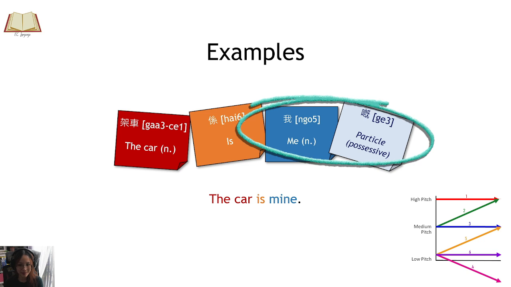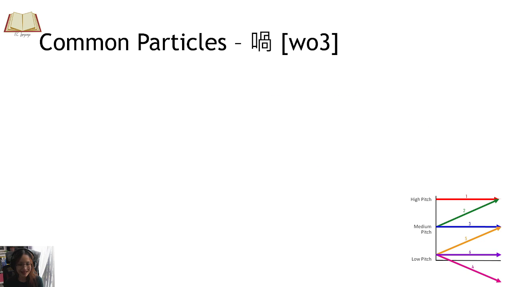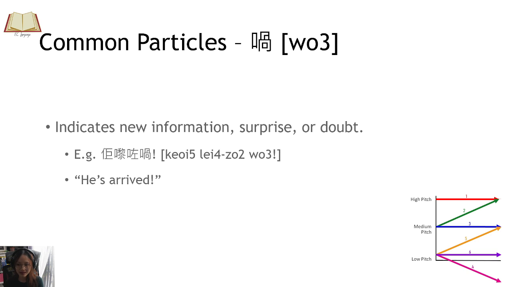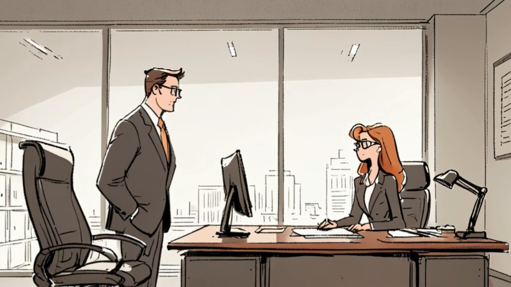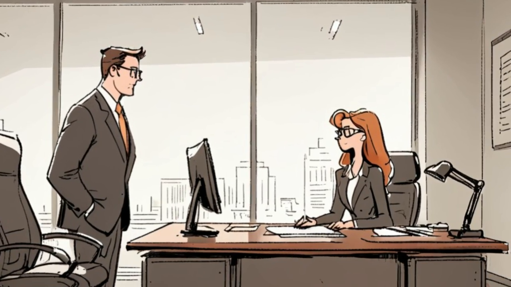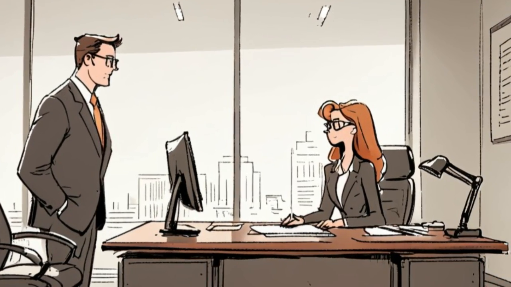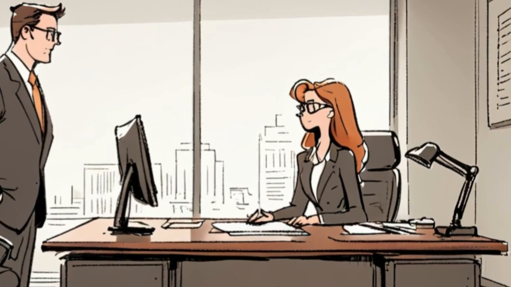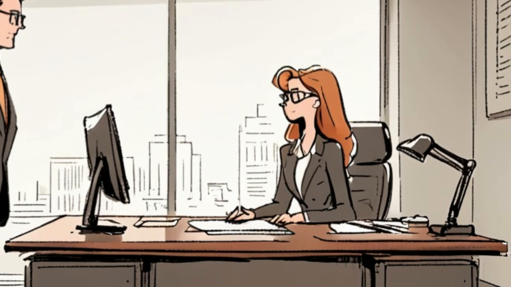So 我嘅 means mine. 喎 is a particle that indicates new information, surprise, or doubt. For example, 佢嚟咗喎. He's arrived. In this example, 喎 is used to convey new information. Depending on context, it can also be used to express surprise. For example, let's imagine a boss decides to cancel a meeting with a business partner and tells his secretary this. His secretary can say, 佢嚟咗喎, to mean, but he's already come, suggesting it doesn't make sense to cancel the meeting or asking what they should do regarding the situation.